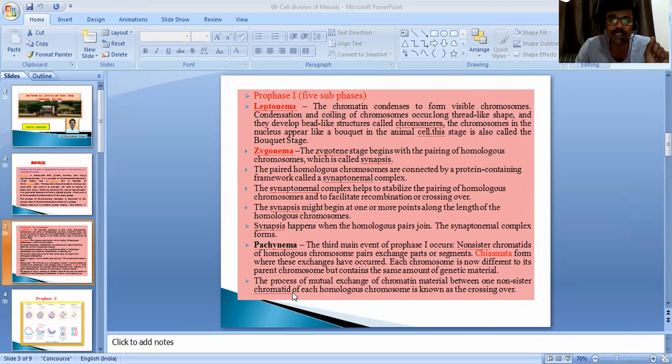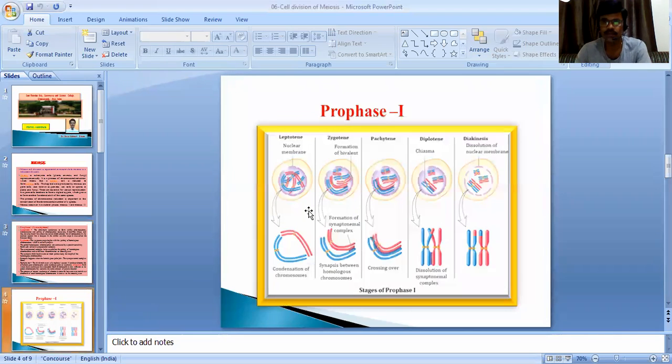Pachytene is also known as pachynema. Pachynema is the third main event of the prophase. Here non-sister chromatids of homologous chromosomes pair and exchange parts or segments, and chiasmata form where these exchanges have occurred. Each chromosome is now different from its parents' chromosomes but contains some amount of genetic material. The process of mutual exchange of chromatin material between non-sister chromatids of each homologous chromosome is known as crossing over.